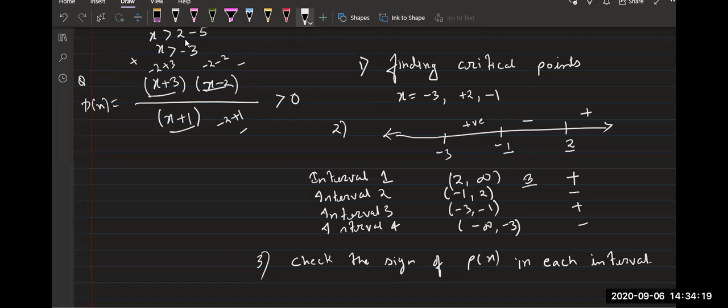Now we are in this problem. Interval 4 is negative. It won't be positive, right? It will be negative. According to this problem, the interval which is minus infinity to minus 3 is negative. How can it be positive, right? That's your problem.